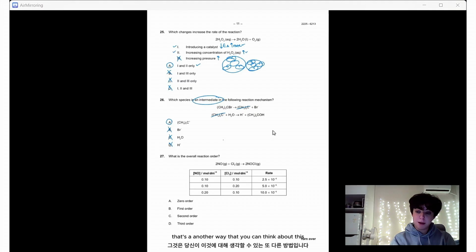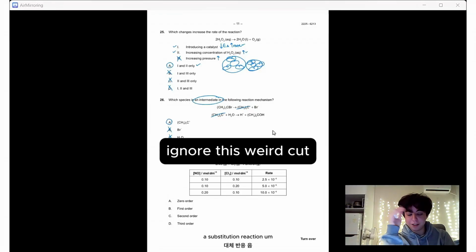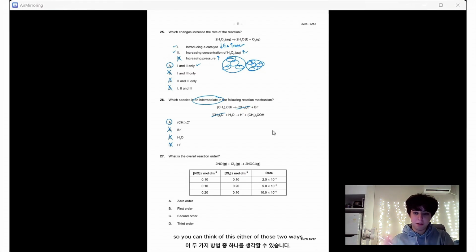Another way that you can think about this without even looking at step 1 or step 2 is that you should recognize this as an organic type of reaction, a substitution reaction. Because it is a two-step reaction, it's going to be an SN1 mechanism. And whenever you're thinking SN1 mechanism, the intermediate is the cation. So without even looking at the steps, cation, so A. That makes sense. You can think of this either of those two ways, but you would get the right answer either way.